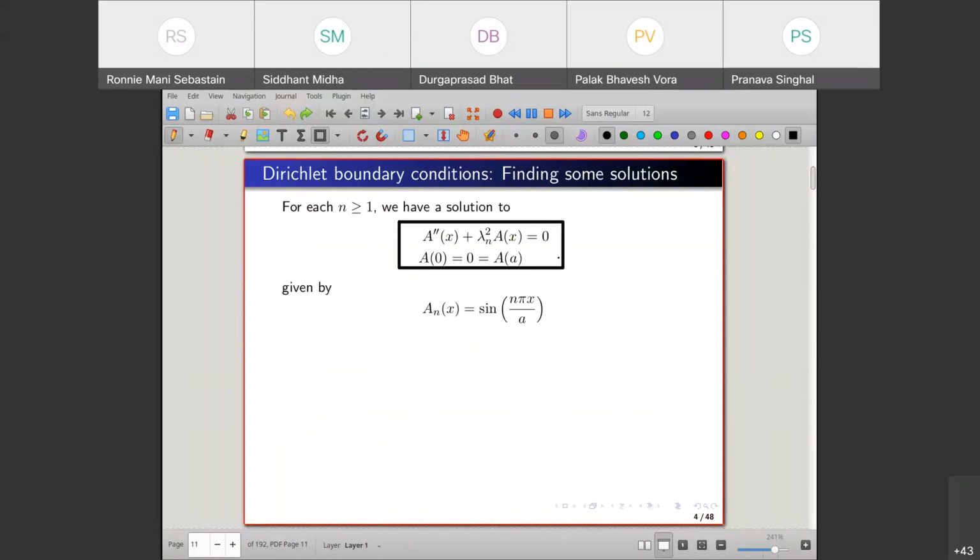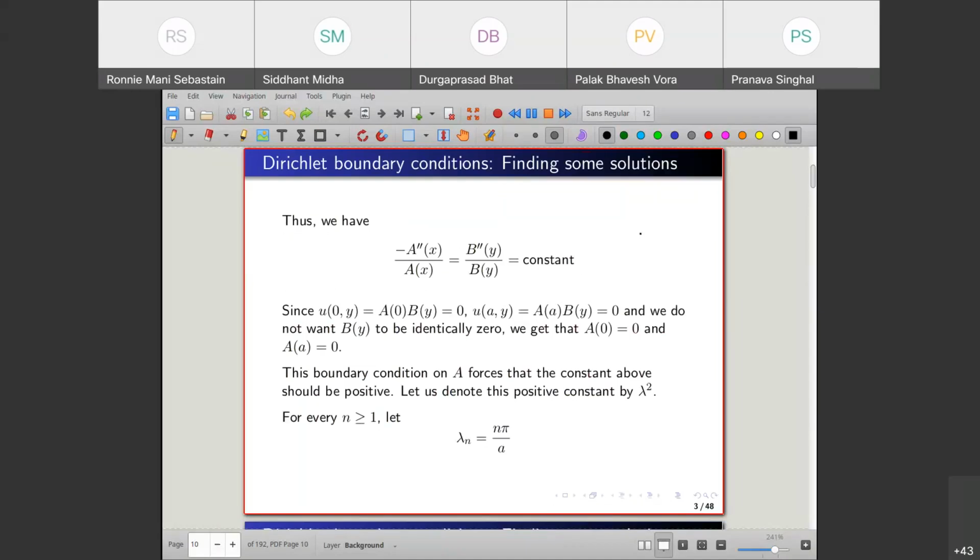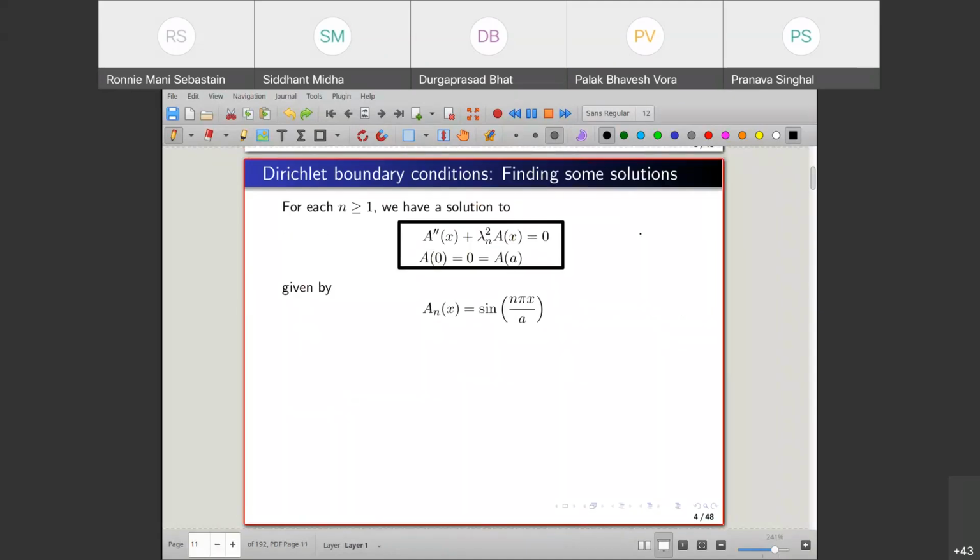The only eigenvalues for which this has a solution are lambda n equal to n pi by a, and the eigenspaces are one dimensional, and the solution is given by a n of x equal to sine of n pi x by a. This is something which we have seen many times now. This is the third example where we are seeing this.